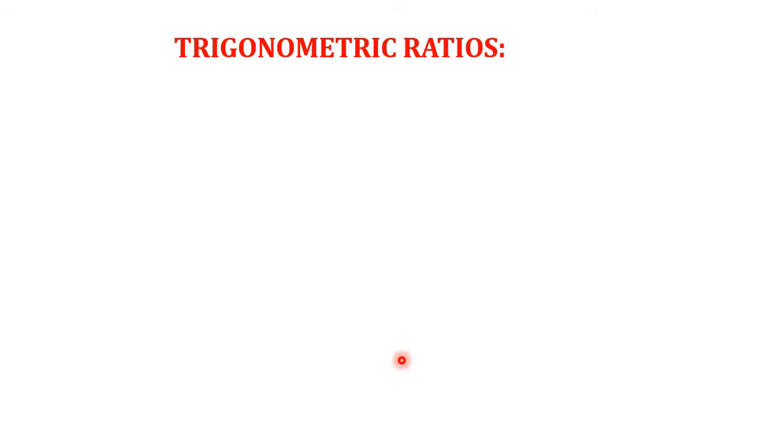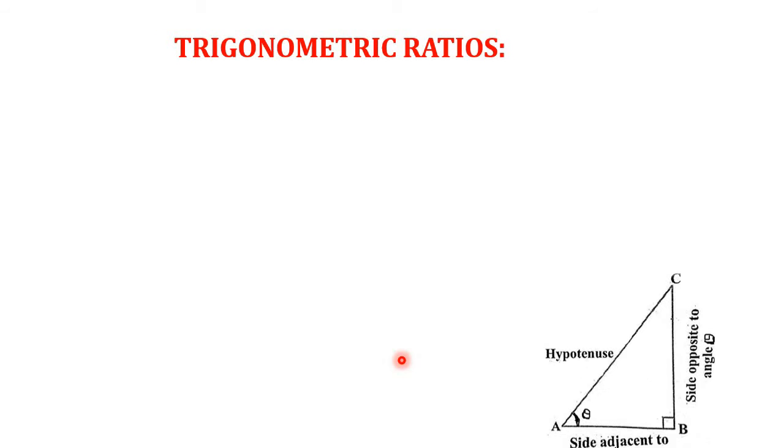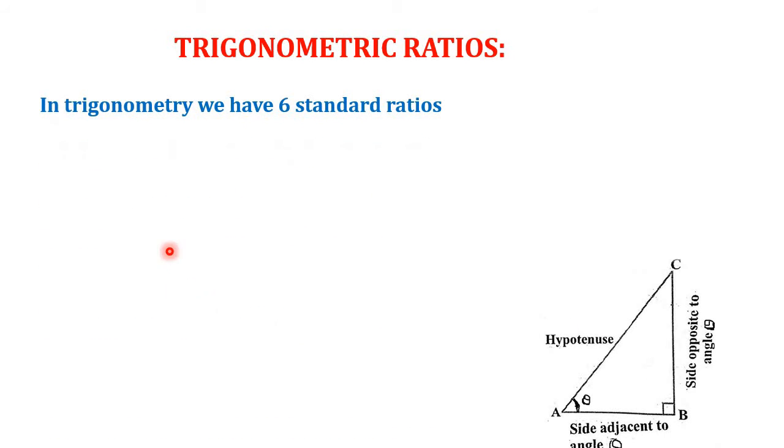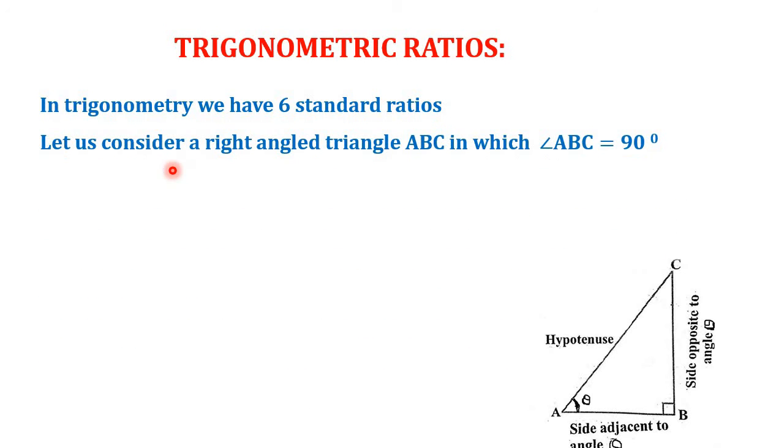Let us know some of the trigonometric ratios. In trigonometry, we have 6 standard ratios. Let us consider a right angle triangle ABC in which angle ABC is equal to 90 degrees. So in this triangle ABC, angle B is equal to 90 degrees.